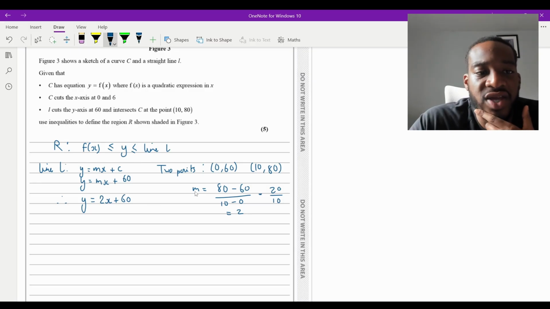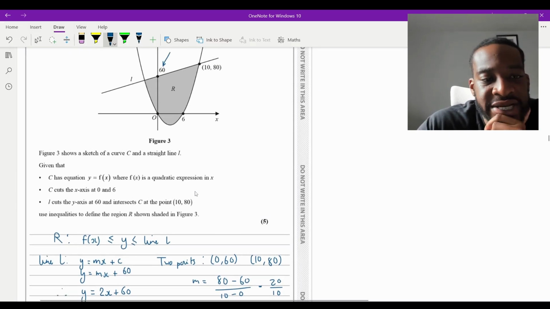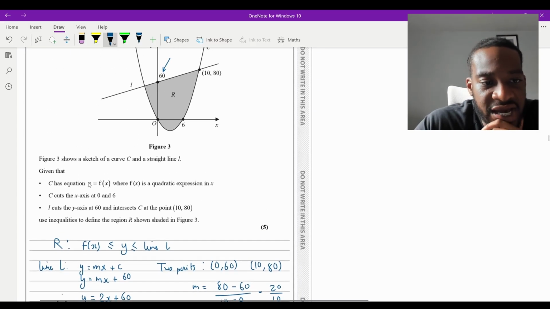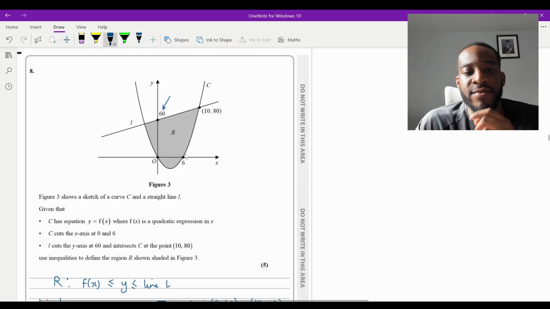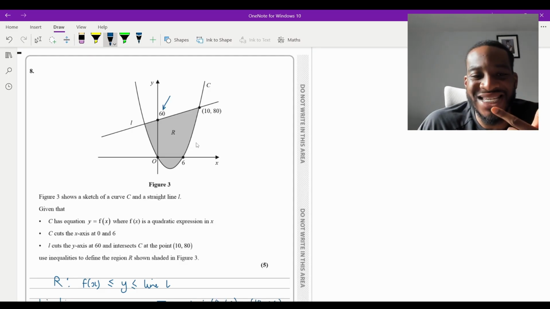Now we need to figure out what f of x, the quadratic, is. Now, what do we know about the quadratic? It says C has equation f of x, quadratic. C, which is the quadratic, cuts the x-axis at 0 and 6, which you can see quite clearly. Now, if I look at this quadratic here, we can see that it has 2 roots, one at 0, one at 6.